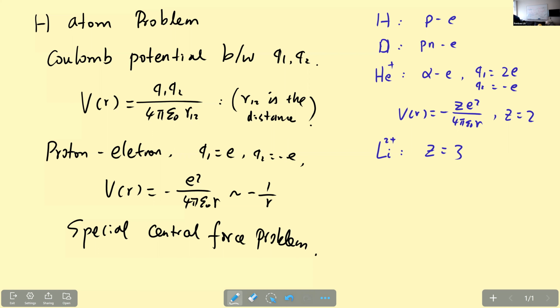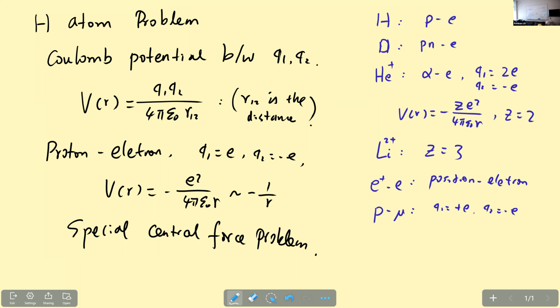You can also consider a case, for example, you can have the positron and the electron, okay? So this is the positron electron. You know that they also have this Coulomb force, and the charges are the same as we have for hydrogen atom, but the mass, of course, is different, right? So you can also have the proton and the mu particles, okay? And in this case, you still have Q1 equals to plus E, and Q2 equals to minus E, and then the mass of the electron is just heavier, right?